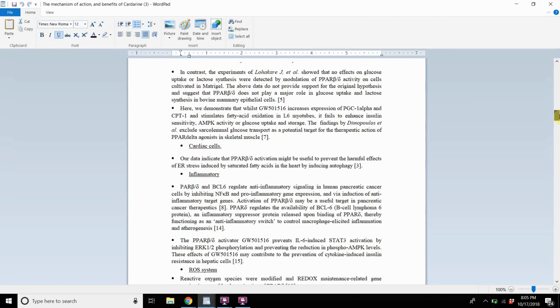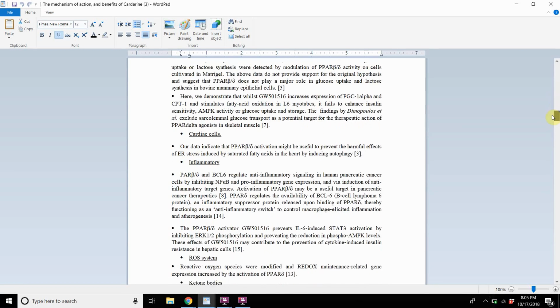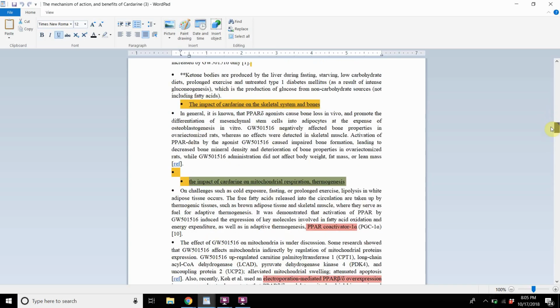Today we are making a video on cardarine and its impact on the skeletal system. As you can see, this is the research document that one of my research assistants drew up for me. And this is the topic here. Unfortunately, there wasn't a lot of information to be found. I have directed her to find more information on this particular topic. As of yet, we haven't. So let's just go into this bit of information. This will be a relatively short video. Let's just talk about this.